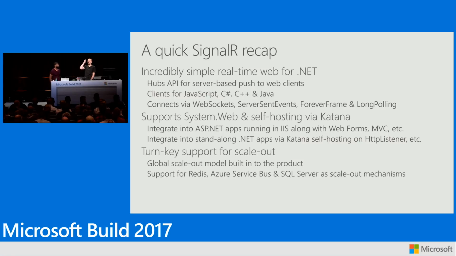I've got one server, but what happens when I have more than one server and I need to scale out? Scaling out stateless HTTP requests is pretty straightforward. We've been doing that for 20 years now. We know how to do that. But scaling out real-time persistent connections is still a fundamentally challenging computer science problem. So we have turnkey scale-out support in SignalR, with support for Redis, Azure Service Bus and even SQL Server as the scale-out mechanisms.